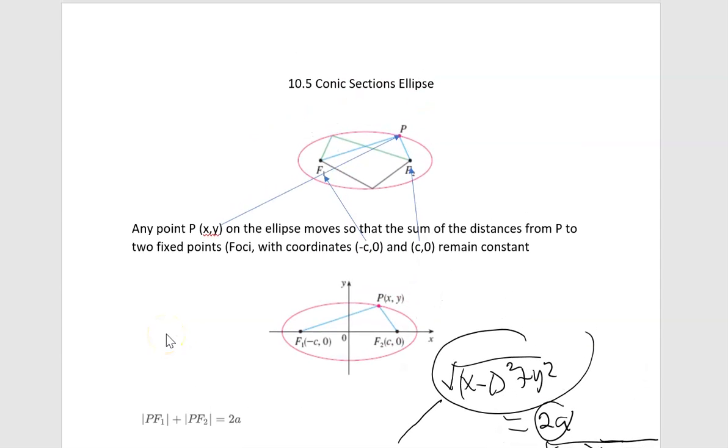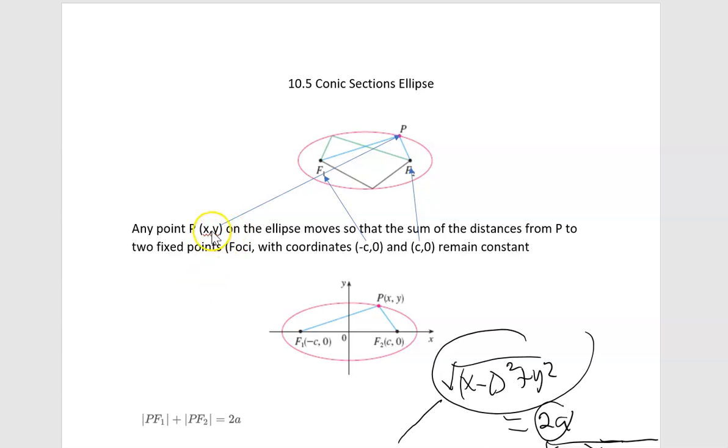Hi, so this is my video on 10.5, on the second type of conic section, which is the ellipse. When we did parabolas, we defined the parabola by a governing property. And what's the governing property? The distance between a moving point on the parabola and a fixed point, the focus, is equal to the distance from that point to the fixed line, the directrix. And then we used that to find the equation.